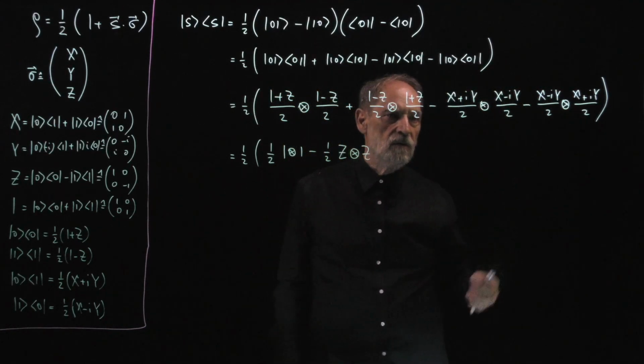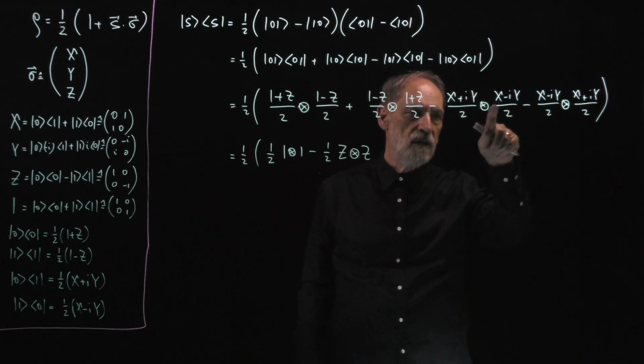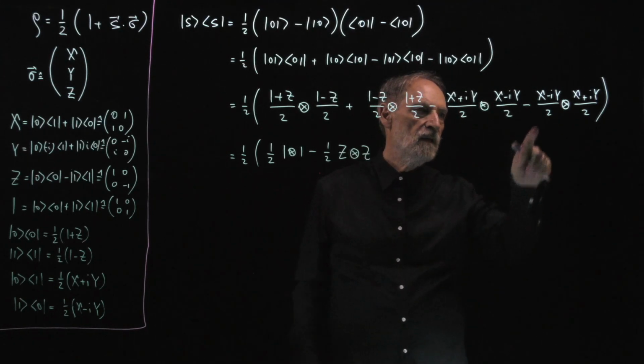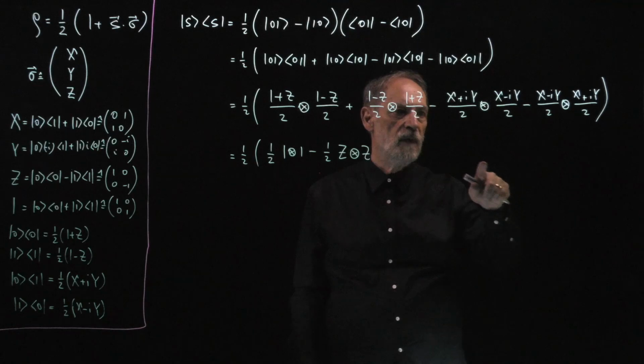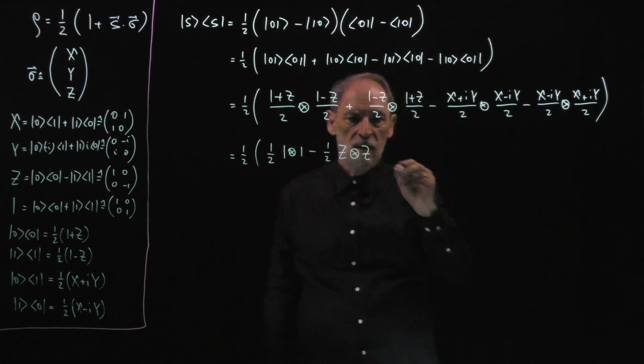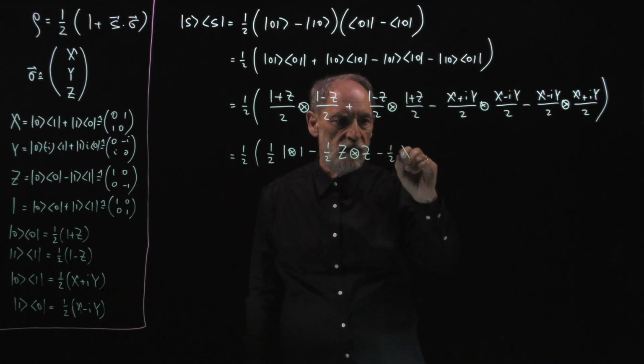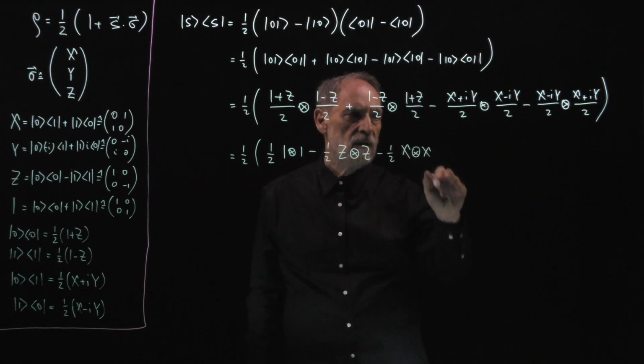Now we turn to these terms. Here we have x tensor x with an overall minus sign, x tensor x with an overall minus sign, and a quarter here, a quarter here. So together this is a half of x tensor x.